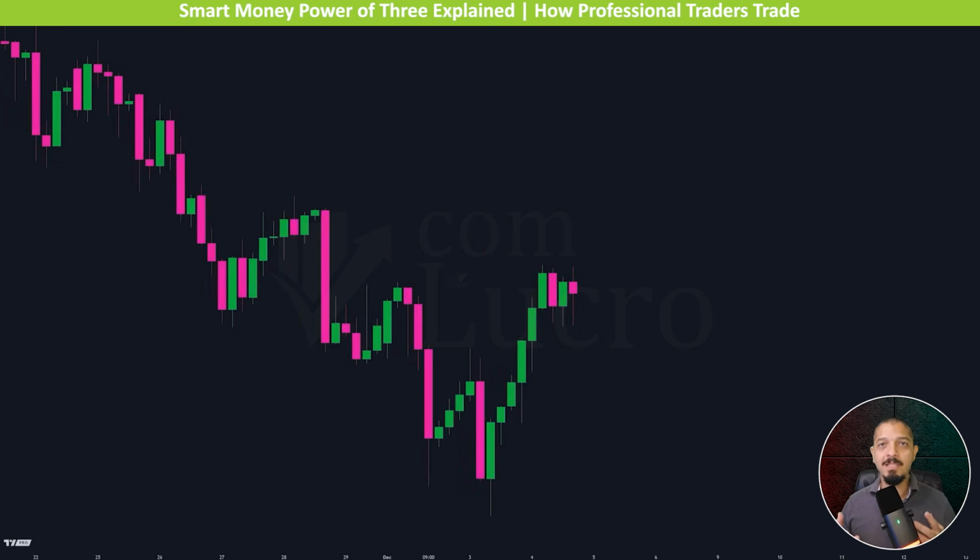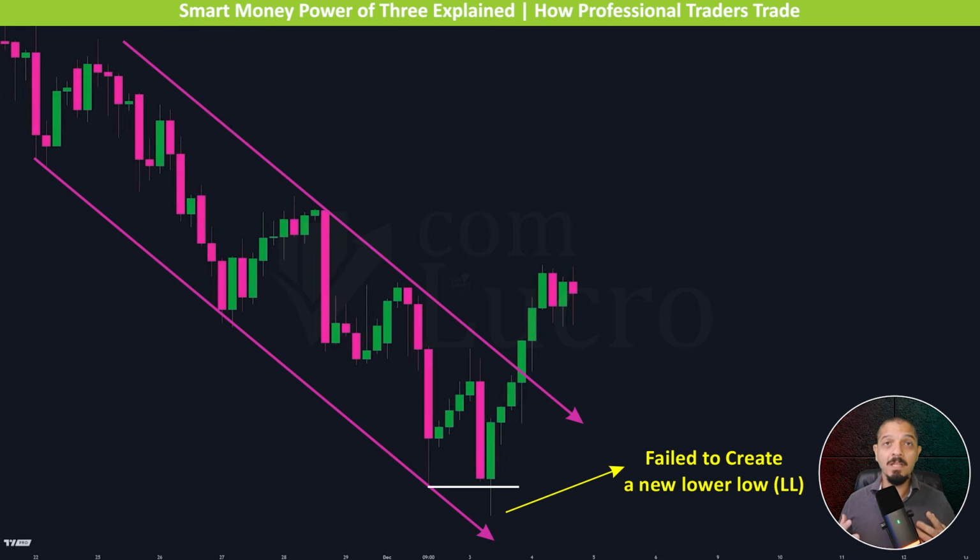Now, let us look at another example. Here we have pound yen on the 4-hour chart. From a price action perspective, the market was in a long-term downtrend, but recently failed to create a new low, which signals a loss of bearish momentum.